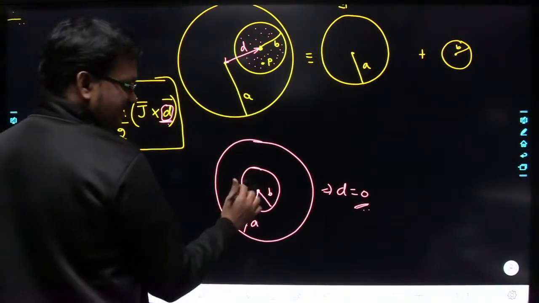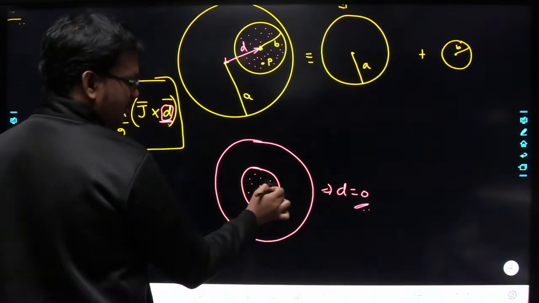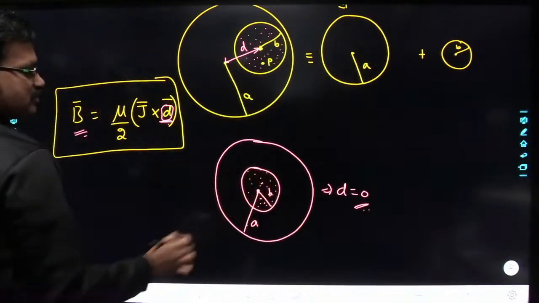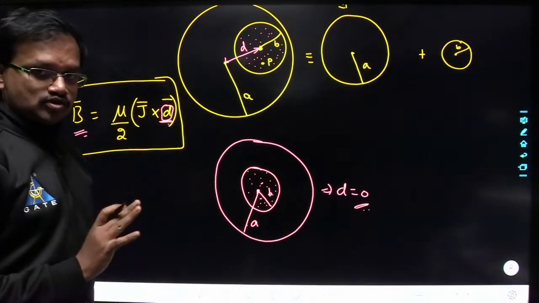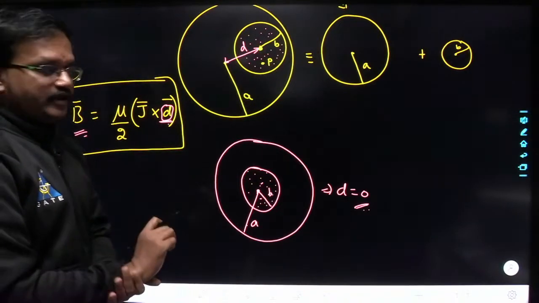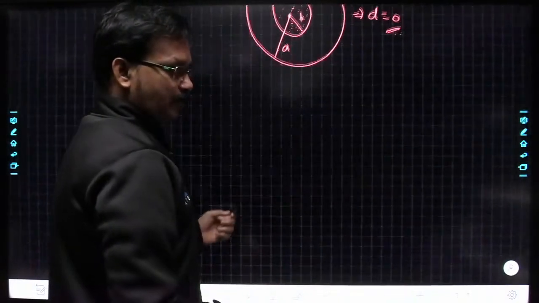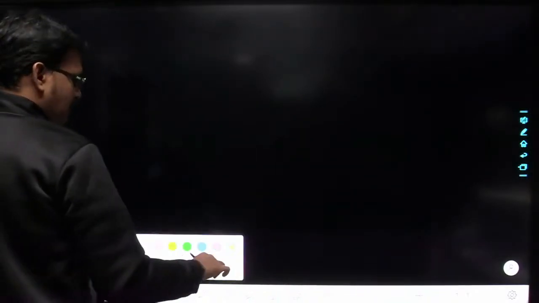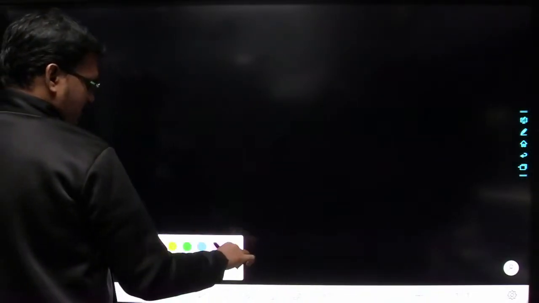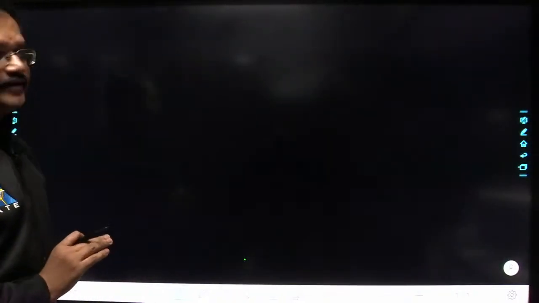So that means inside the cavity, at each and every point, what is the value of the magnetic field? The value of the magnetic field will become equal to 0. All these things we have seen in the previous session itself. Now in this session we will try to determine the B field inside a solenoid of infinite length. These are all applications of Ampere's law.